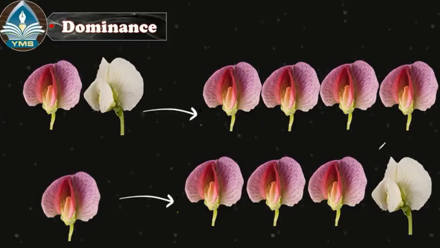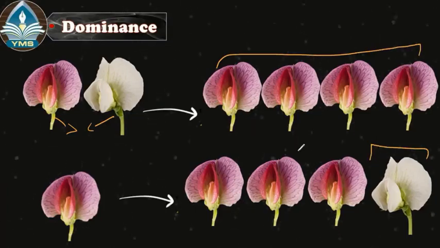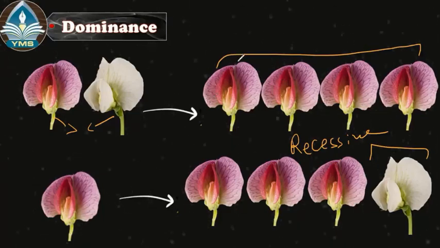So he did not get a mix of the colors, something in between. It's not white, it's not pink, it's not mixed between them. He did not get this. Which means that some features are dominant. This color is dominant over the white. So the pink color is dominant, and this white color he called recessive. The feature which appears in the first filial generation, he called completely dominant.